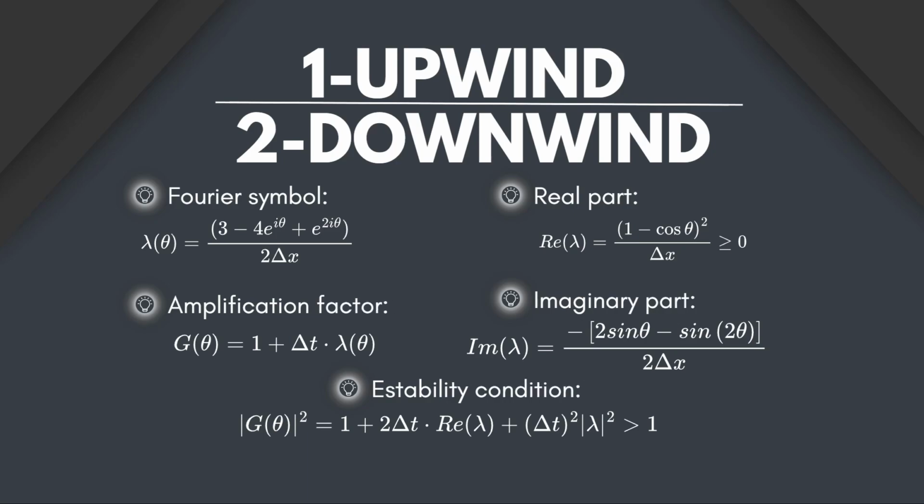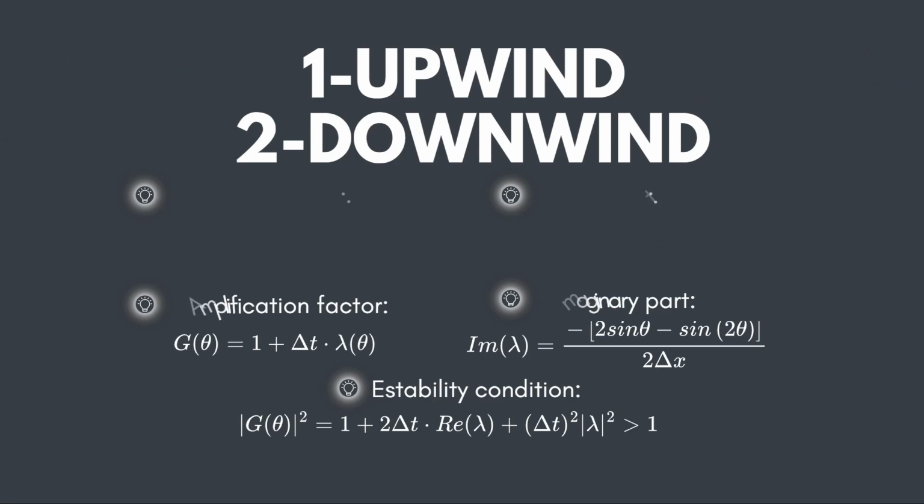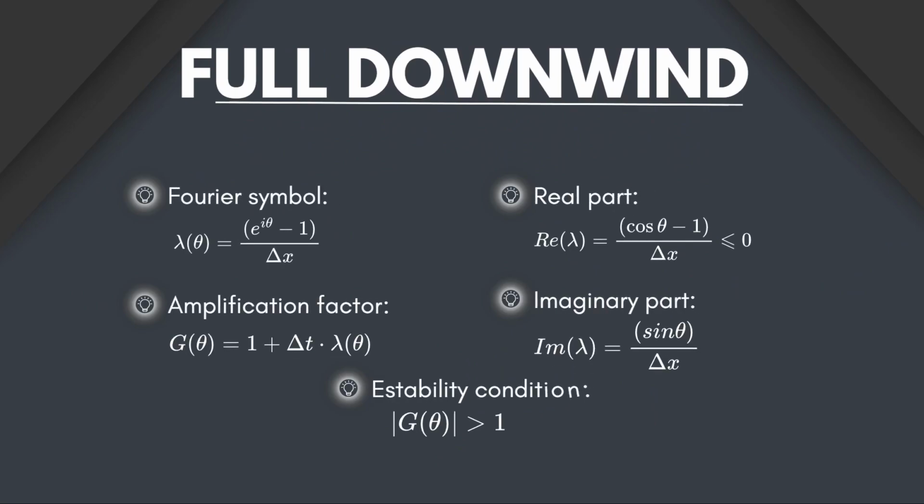We then checked the reverse bias, 1 point upwind and 2 points downwind. Similar to the full upwind case, the real part of the eigenvalue here is positive. Consequently, the magnitude of the amplification factor is always greater than 1, making this scheme unconditionally unstable regardless of the time step selected. Finally, for the full downwind stencil, the eigenvalues trace a circle that extends outside the stability region of the Euler explicit method. Even though the real part can be negative, the curve itself does not remain within the required stability boundary. Therefore, this method is also unstable.